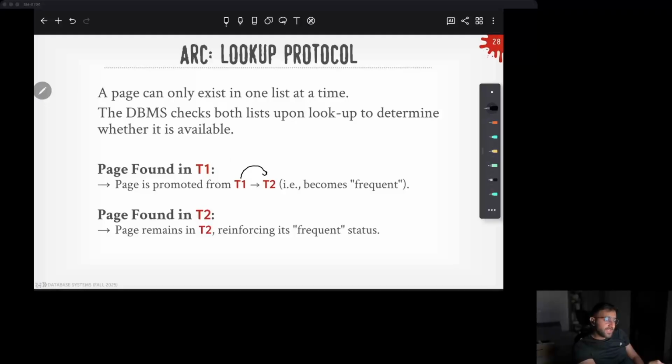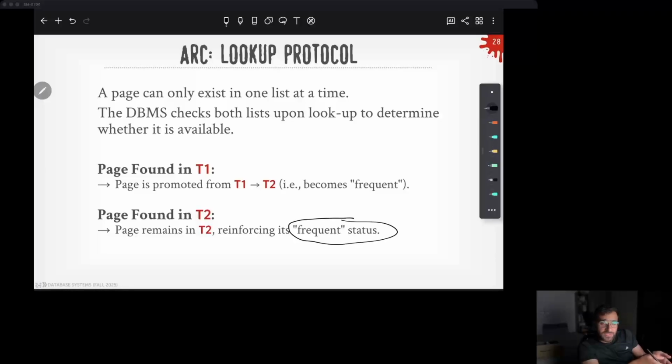Now we'll take another scenario that you did not find it in T1 and you found it in T2. So what you do is you do nothing. So the page is lying in the frequency list. You just accessed it again. So you don't do anything because it maintains its frequency status. So it's enforcing its frequent status that the page has been accessed again.